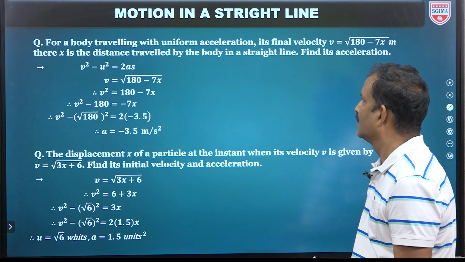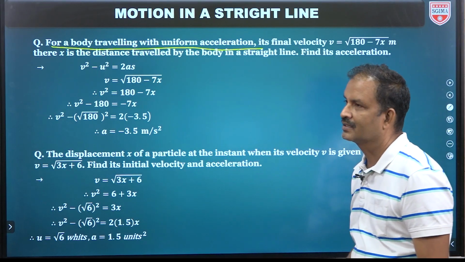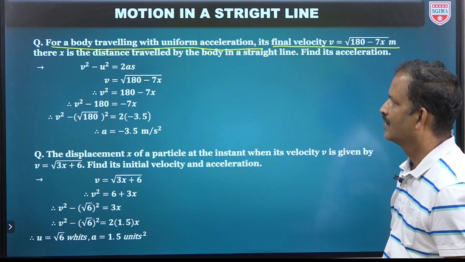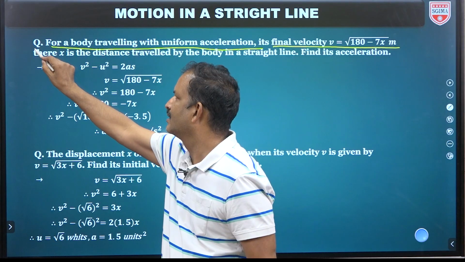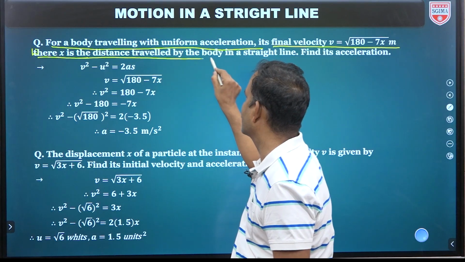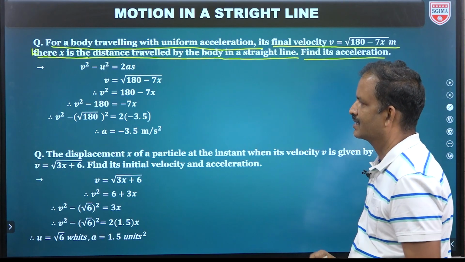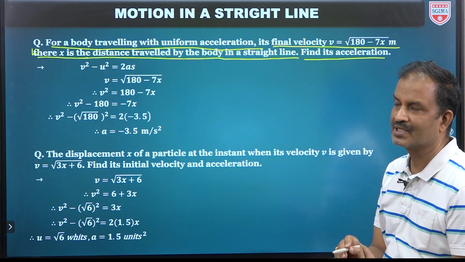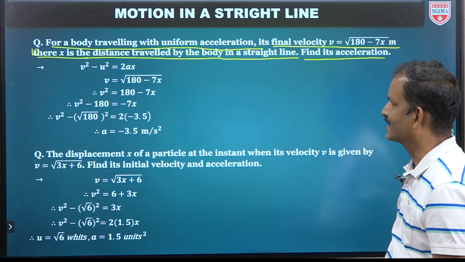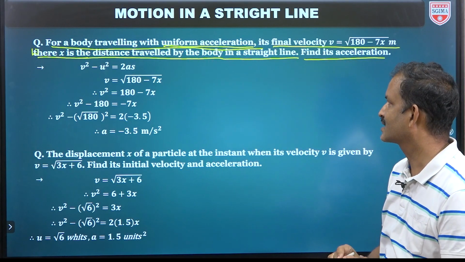Now, they are giving that for a body traveling with uniform acceleration, its final velocity V is equal to this one, where x is the distance travelled by the body in a straight line. Find its acceleration. This is the question. V is equal to root 180 minus 7x. It is given with uniform acceleration.